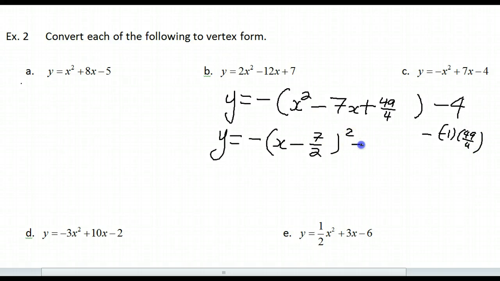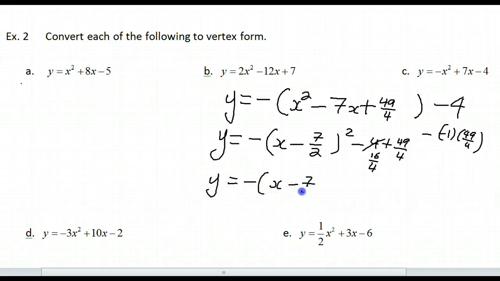Coming down here, this gives me minus 4 plus 49 over 4. Let's change that. Let's make that 16 over 4. And so for a final step, x minus 7 halves squared. So 16 divided by 4 is 4. I've just changed it to have a common denominator. And this will be plus 33 over 4. A little more complicated with the fractions, but still the same idea as what we've been doing.